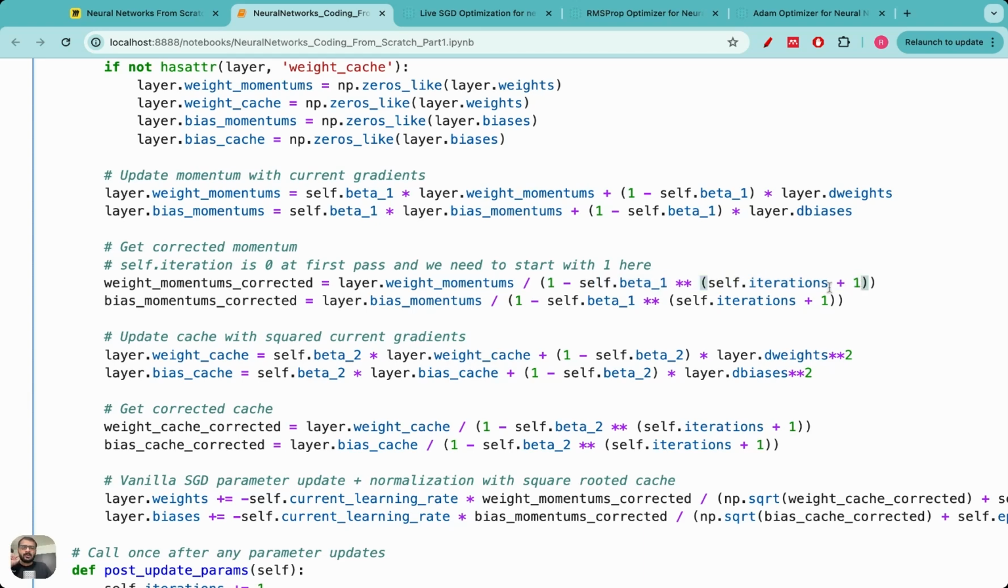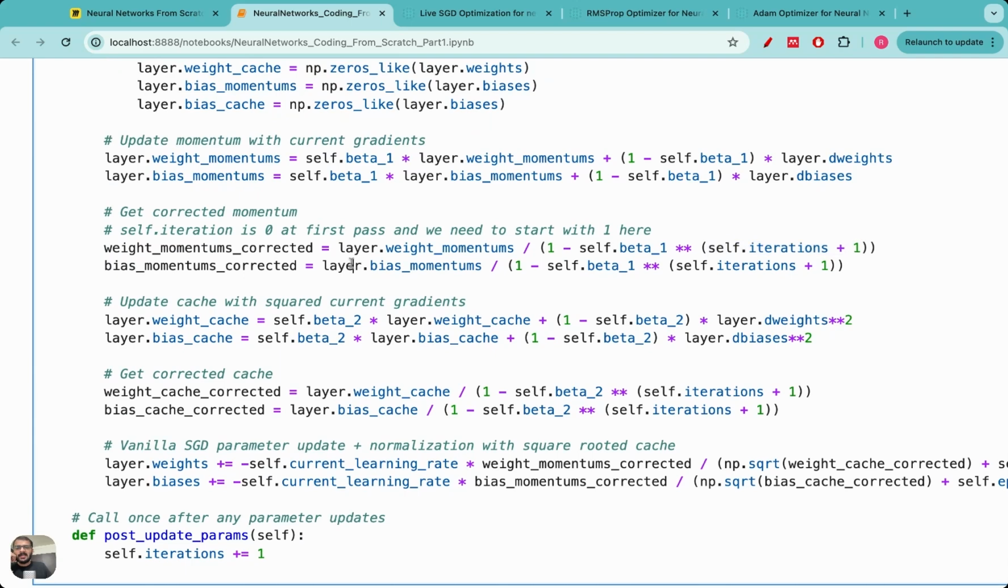You can also do it just with t, but I've seen that in all the codes the plus 1 is always added. I think it helps to give a better start to the initial weights and the biases. The similar thing is done for the bias correction term as well.